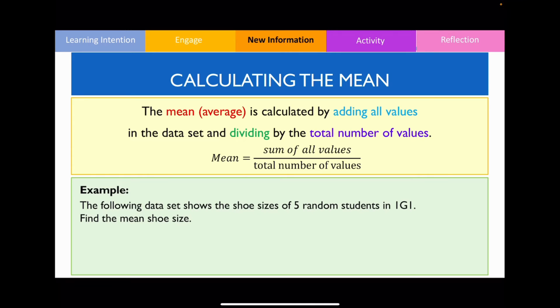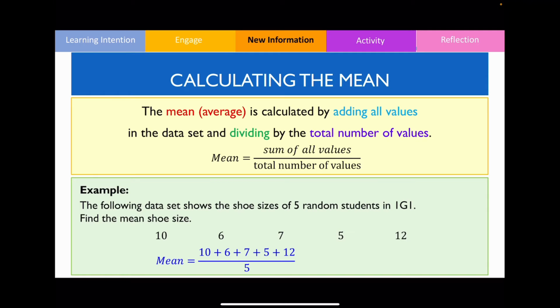So the question reads, the following dataset shows the shoe sizes of 5 random students selected in 1G1. Find out what the mean shoe size is. So this over here is the raw data of the shoe sizes from 5 randomly selected students: size 10, 6, 7, 5, and 12. Now, what we're going to do is add up all these values and then divide by the total number of values, being 5 in this case.